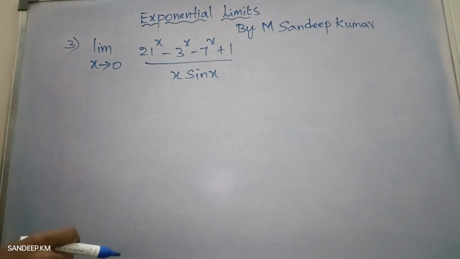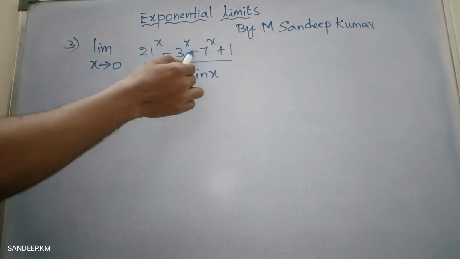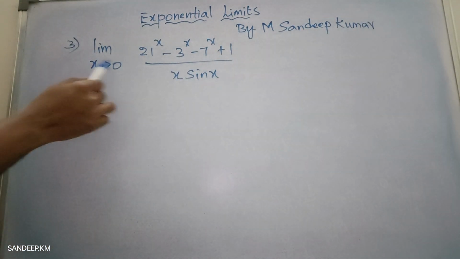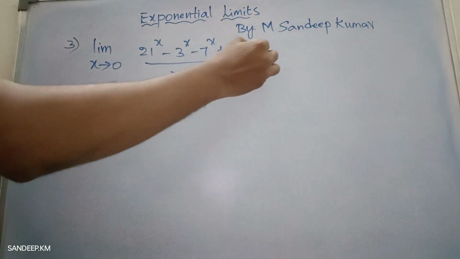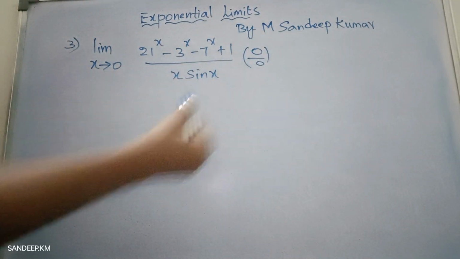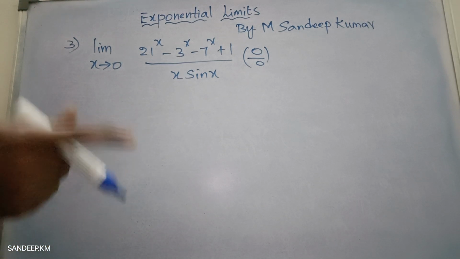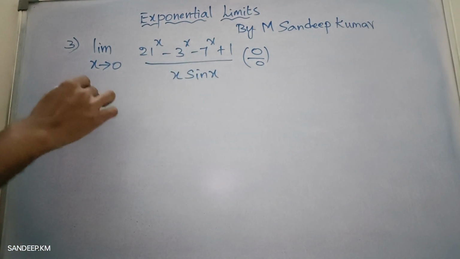Here is our next question. Limit x approaches 0, 21 power x minus 3 power x minus 7 power x plus 1 by x sin x. Obviously, if I substitute x as 0, the numerator will become 0 and the denominator will become 0. It is in the form of 0 by 0. And I am going to use the exponential limits. So before using it, you should understand that I can factorize the numerator. So how can I factorize the numerator?